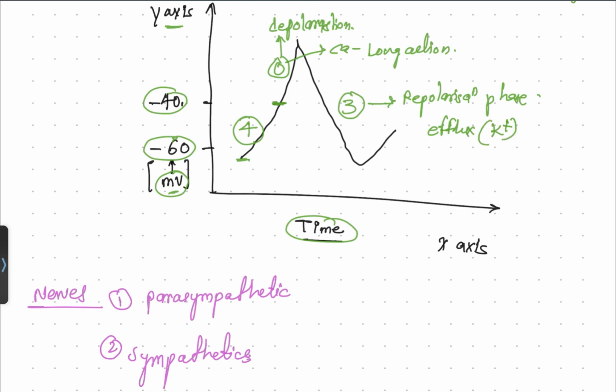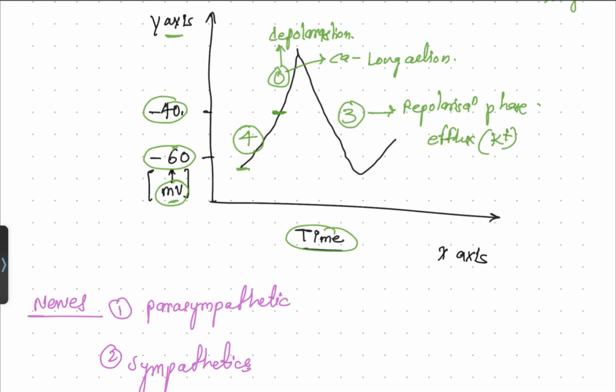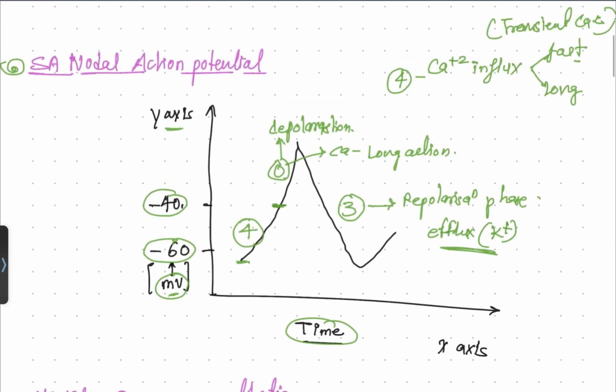So what we have seen is that first, in phase 4, there is the calcium channel influx. In phase 0 there is calcium channel influx and sodium influx. Then in phase 3 we have the potassium efflux. So this is the SA nodal action potential graph.